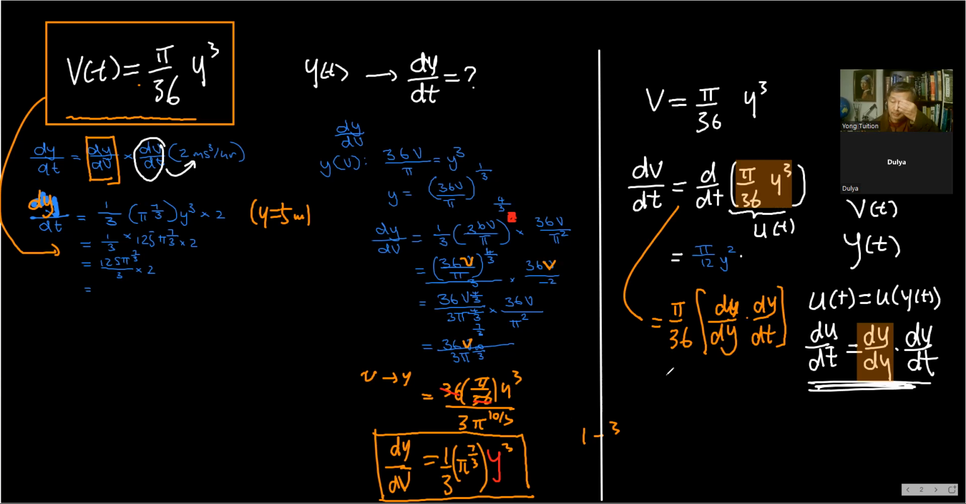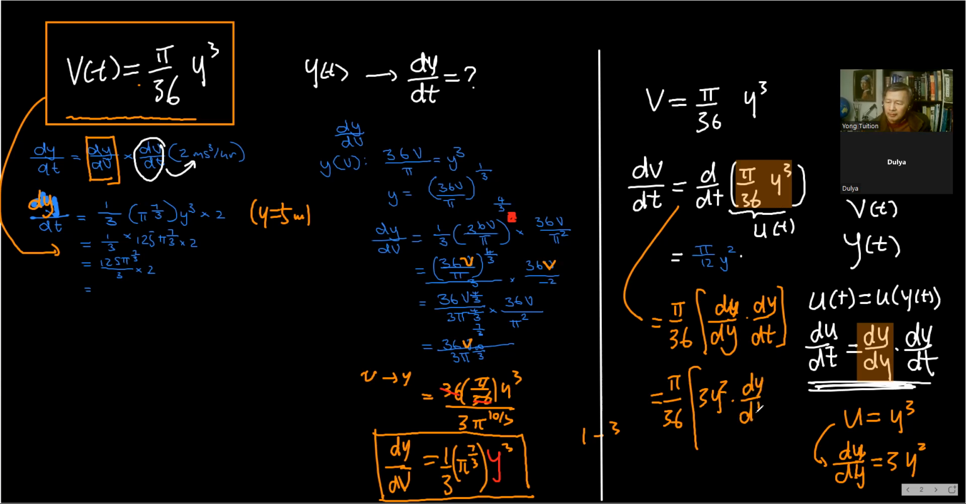So how do we find that? Well, u is simply equal to y cubed. So what is du/dy? 3y squared. Yes, 3y squared. If you just don't mix these numbers, you can see the track. Okay, what is dy/dt? How do we find that?